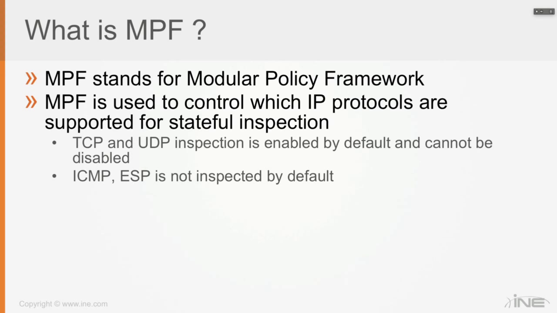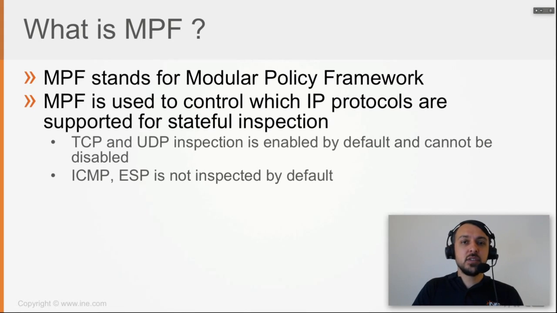Other IP protocols supported for stateful inspection are ICMP and ESP, and none of them are inspected by default. The ASA doesn't support the inspection of other IP protocols like GRE, for example. So if you send GRE traffic to the ASA, you cannot statefully inspect it, which means you have to make sure that traffic is allowed both ways, either by the security levels or by the ACL configuration.